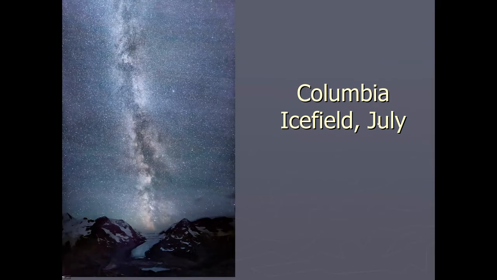Now, this is the Columbia Icefield in July. As you can see, in July, this part is the Milky Way core. It is big and full of features. You can make out the different clusters of stars in the Milky Way core. And again, Vega, Altair, and Deneb. And this is the Columbia Icefield. Okay?